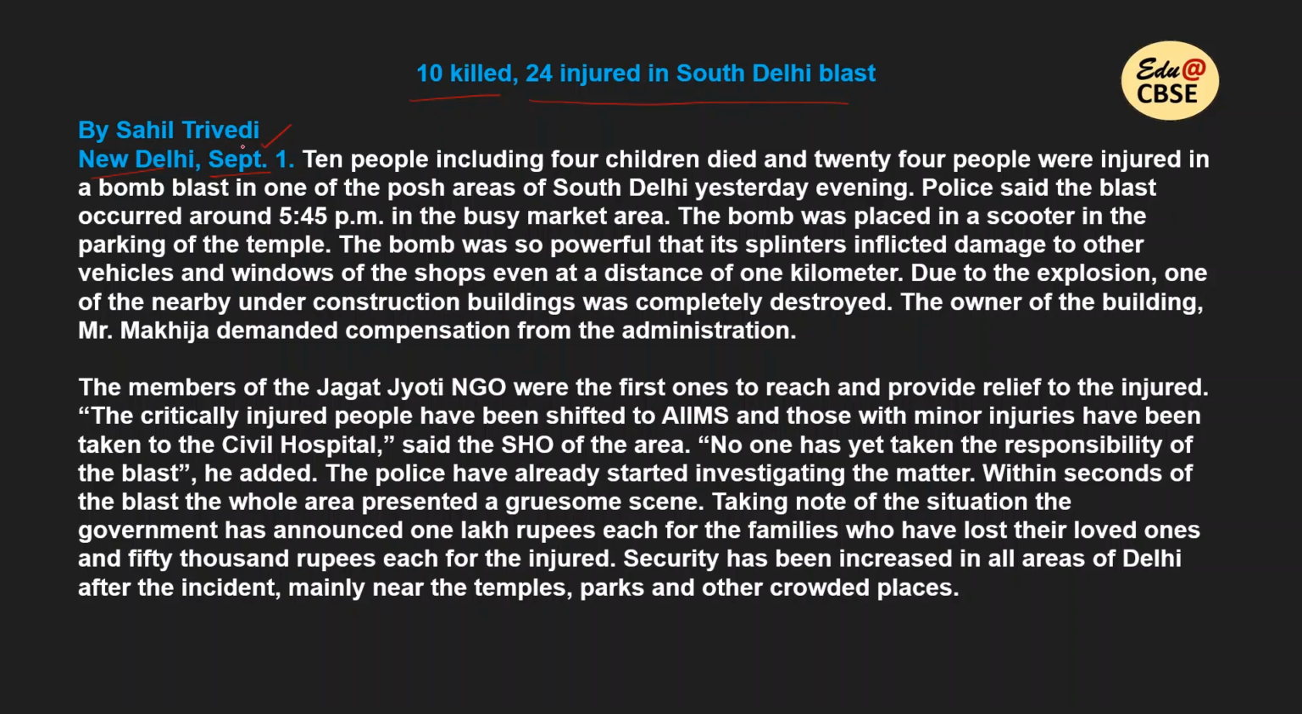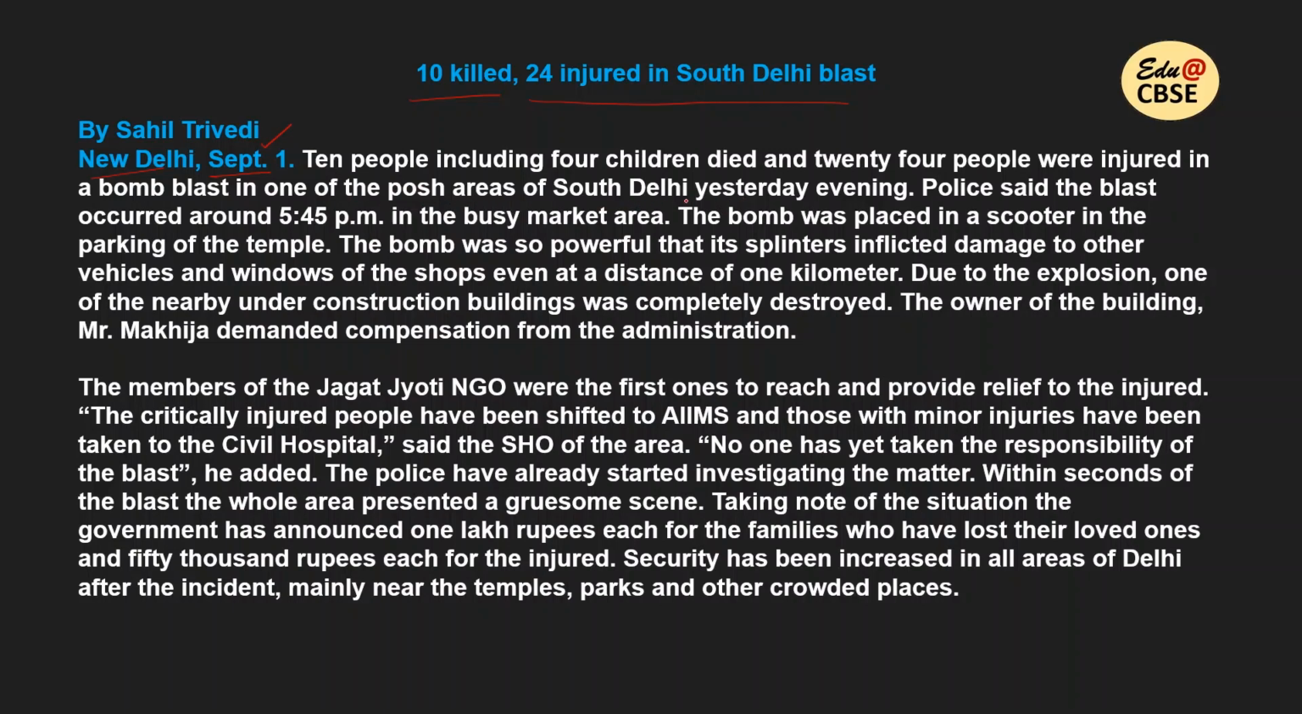You will be writing in the byline the name of the correspondent, and then below it the place and the date. The place means from where that reporter is reporting. So: New Delhi, September 1. 10 people, including 4 children, died and 24 people were injured in a bomb blast in one of the posh areas of South Delhi yesterday evening.